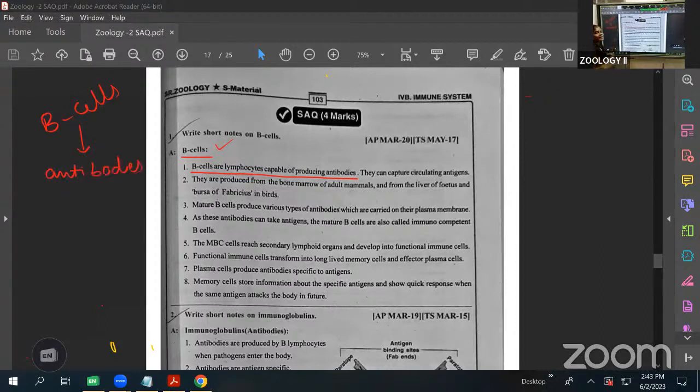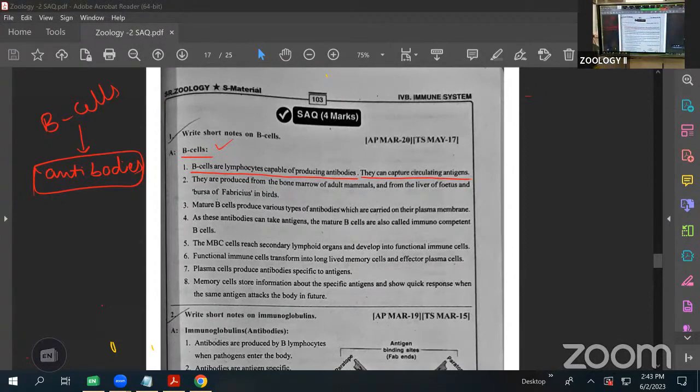Antigens are microbes or any foreign body that enter our body and trigger a response. The body sends its army, which we call antibodies. The B cells, or B lymphocytes, are capable of producing antibodies. They capture the circulating antigen.